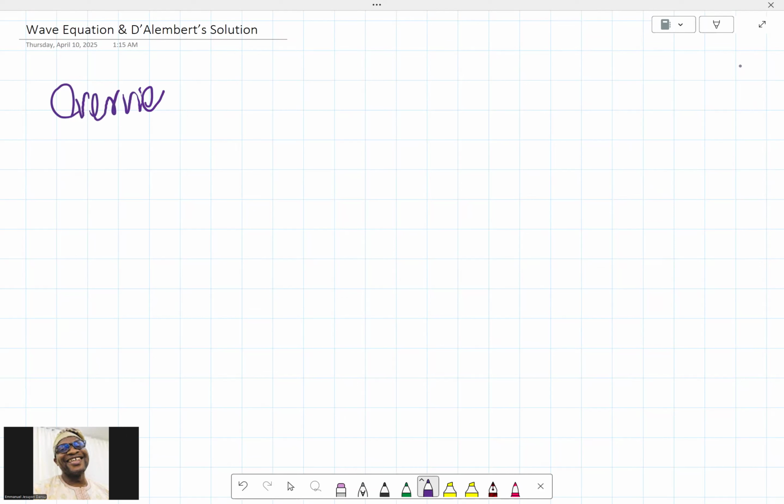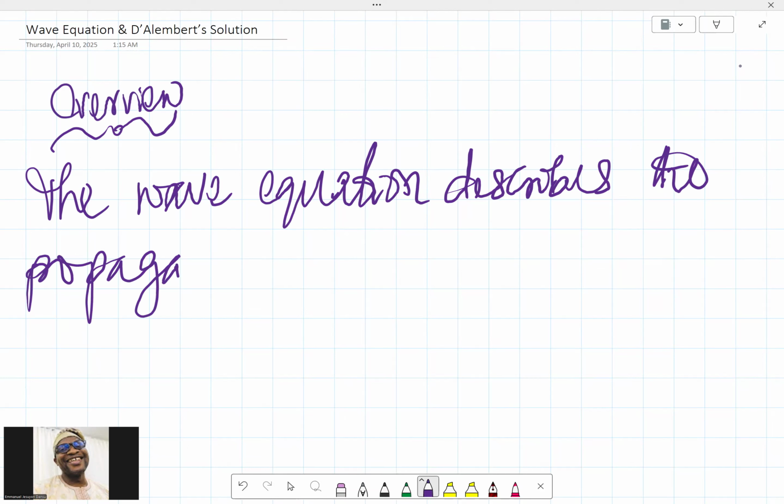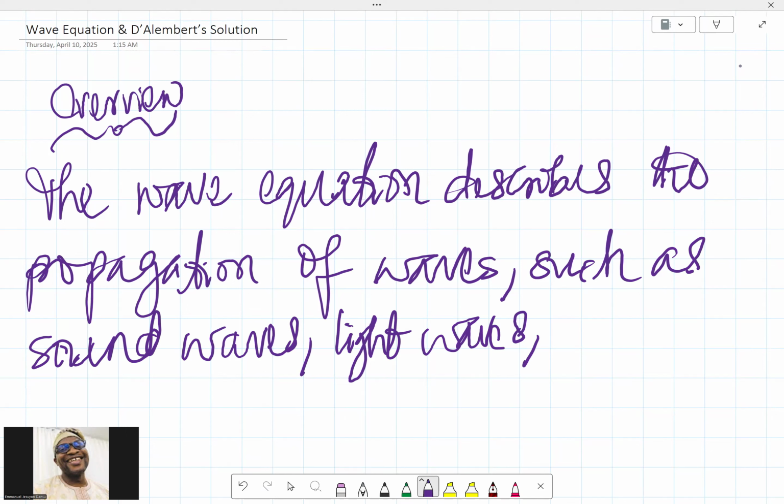Starting with an overview. The wave equation describes the propagation of waves, such as sound waves, light waves, knowing that light has dual nature, it can be a wave, it can be a particle, and even water waves, as evidenced by ripples in a water body.